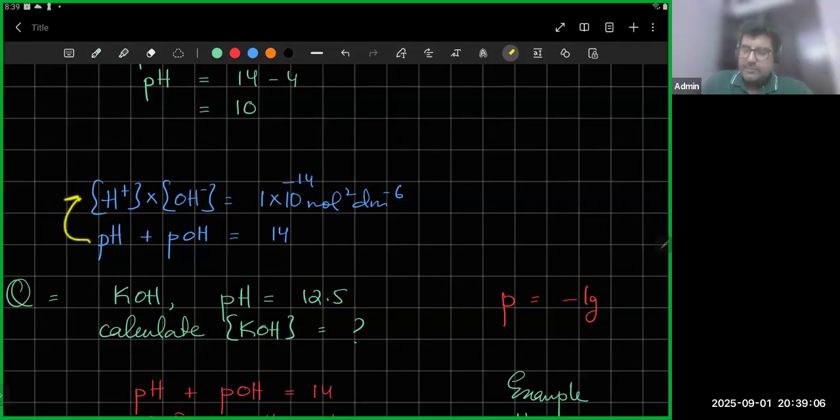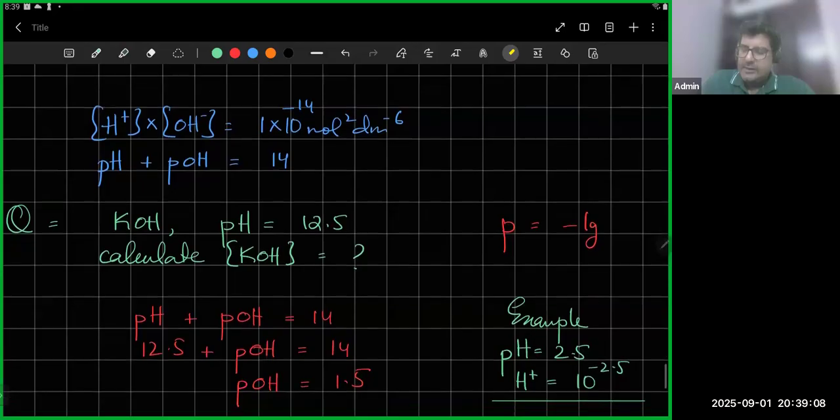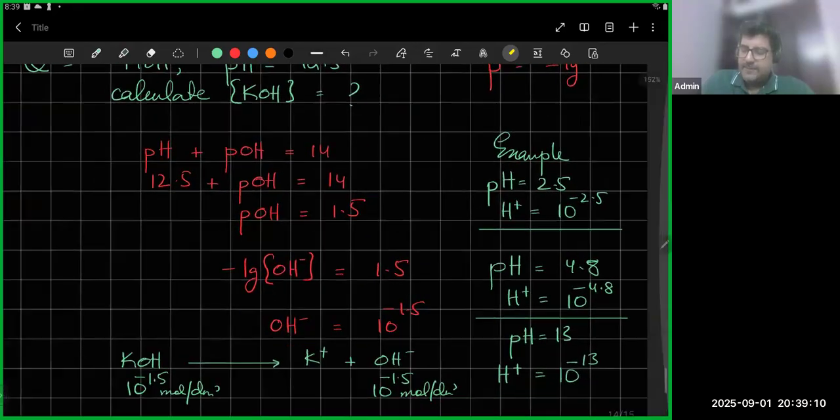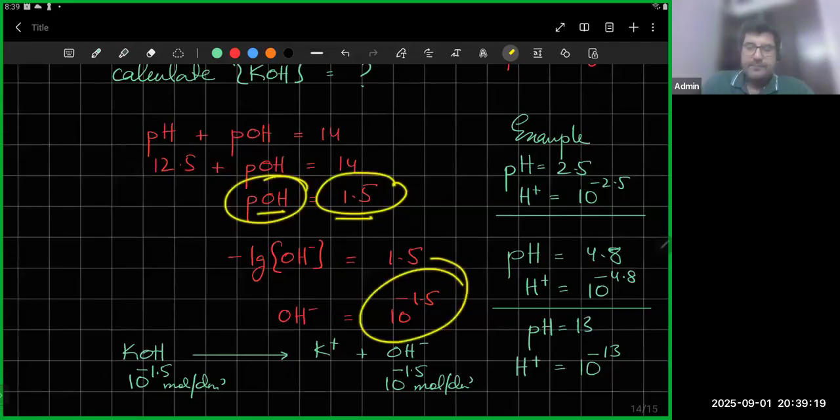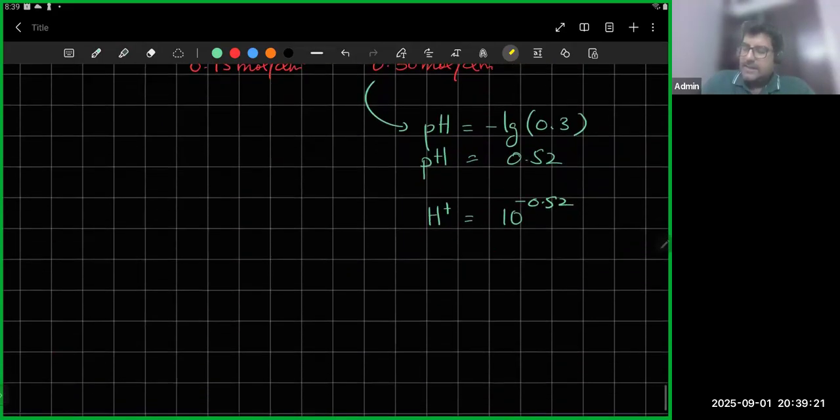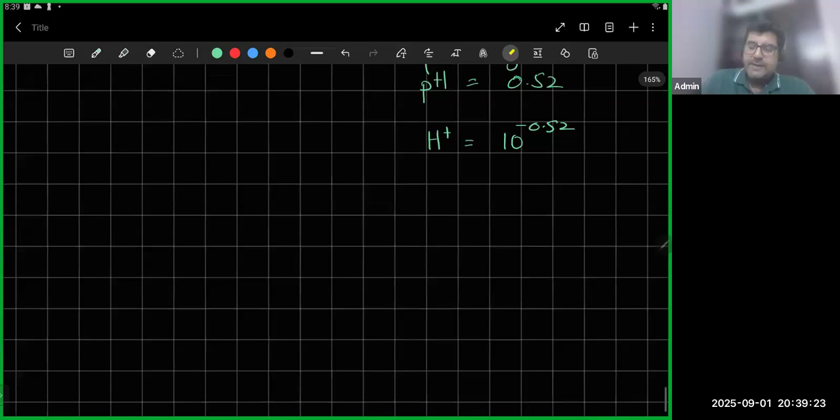To go back from pH, just convert the value back into powers of 10. If pOH is 1.5 and you want to figure out OH ions, that's 10 to the power minus 1.5. Anyways, so that was the first basic thing.